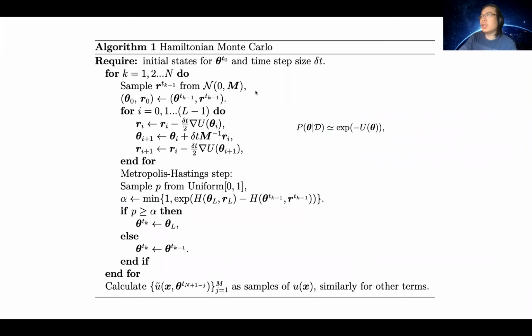Here I show the pseudocode of Hamiltonian Monte Carlo. I don't want to explain too much of this, because it is very standard. The only thing I want to mention is that in Hamiltonian Monte Carlo, you also need the gradient with respect to theta, which is the parameter of the neural network. But this is not a problem at all, because you can still use automatic differentiation to get the gradient.